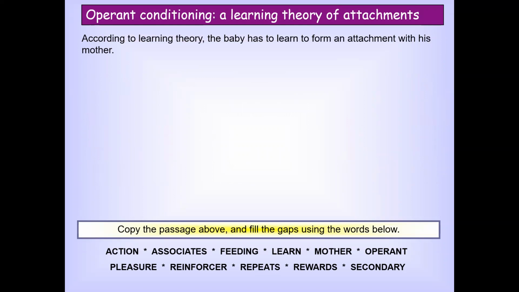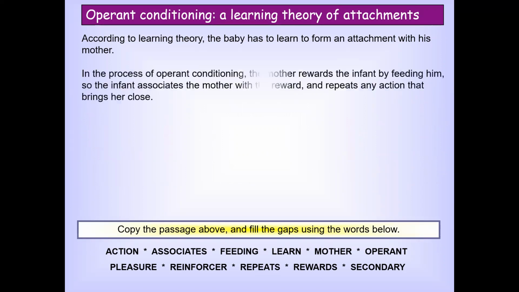According to learning theory, the baby has to learn to form an attachment with his mother. It's not innate, doesn't come naturally. They have to learn how to form this attachment. In the process of operant conditioning, the mother rewards the infant by feeding him or her, so that the infant associates the mother with the reward and repeats any action that brings her close.